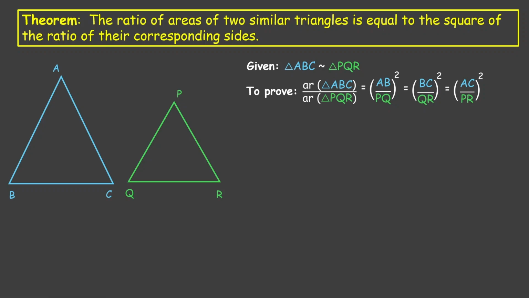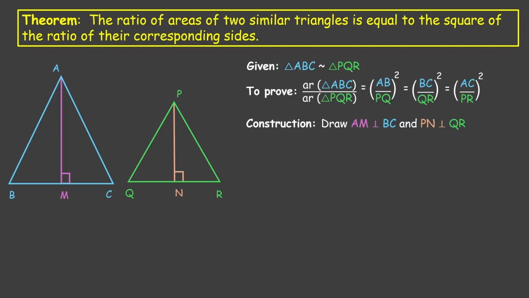Let us start with a little construction. We are going to construct AM, which is perpendicular to BC, and PN, which is perpendicular to QR. Now, if we try to find the ratio of areas, we'll see that the area of a triangle can be given by half into base into height.